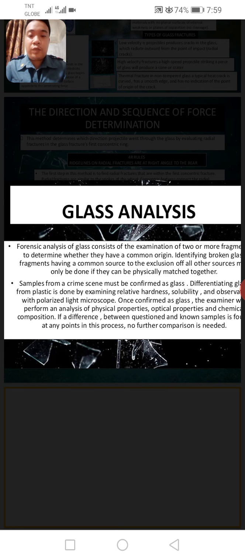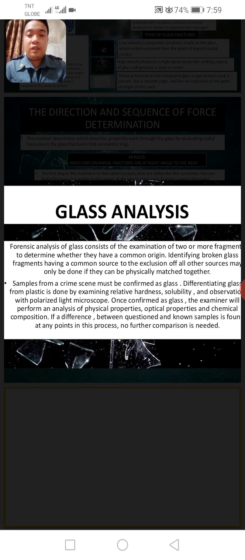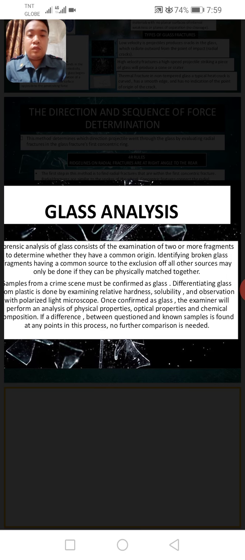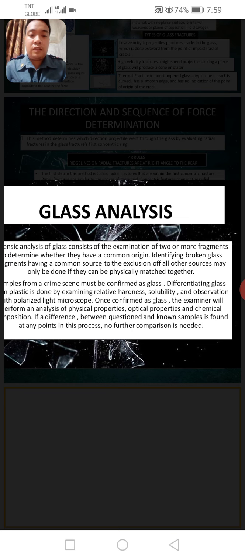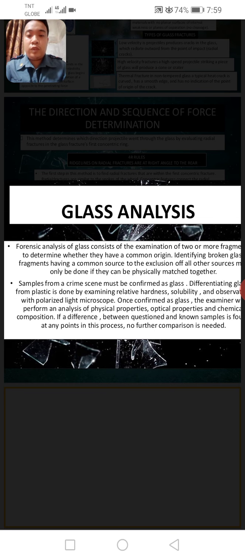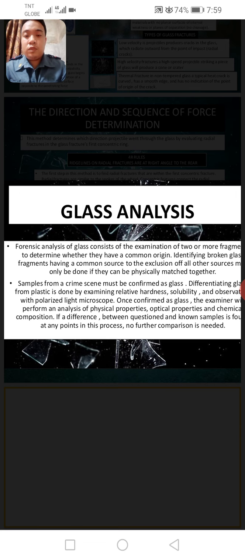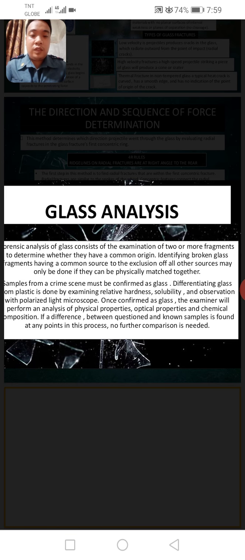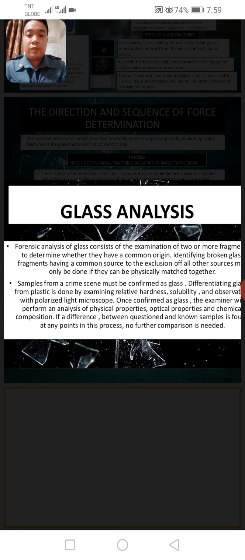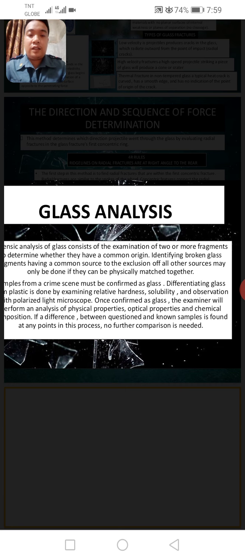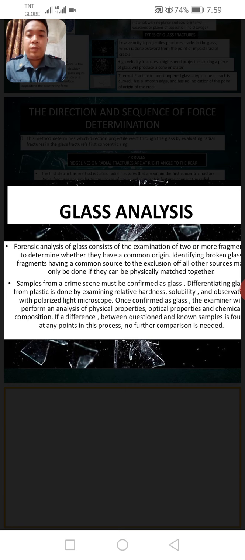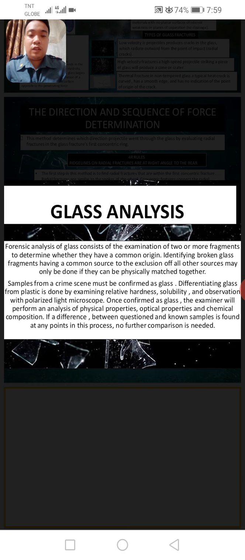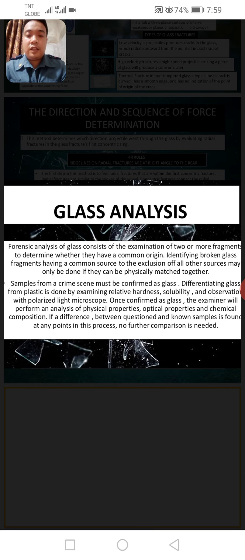Differentiating glass from plastic is done by examining relative hardness, solubility, and observation with a polarized light microscope. Once confirmed as glass, the examiner will perform an analysis of physical properties, optical properties, and chemical composition. If a difference between the questioned and known sample is found at any point in the process, no further comparison is needed.